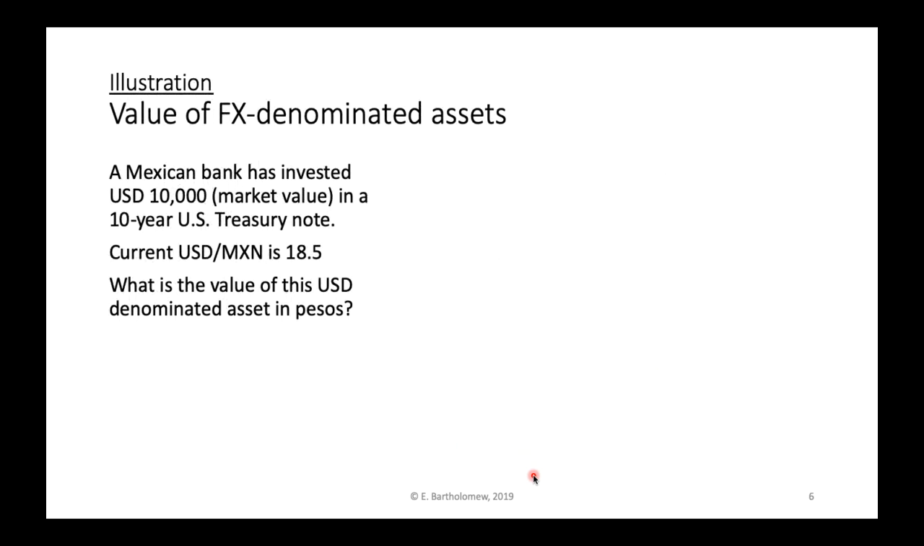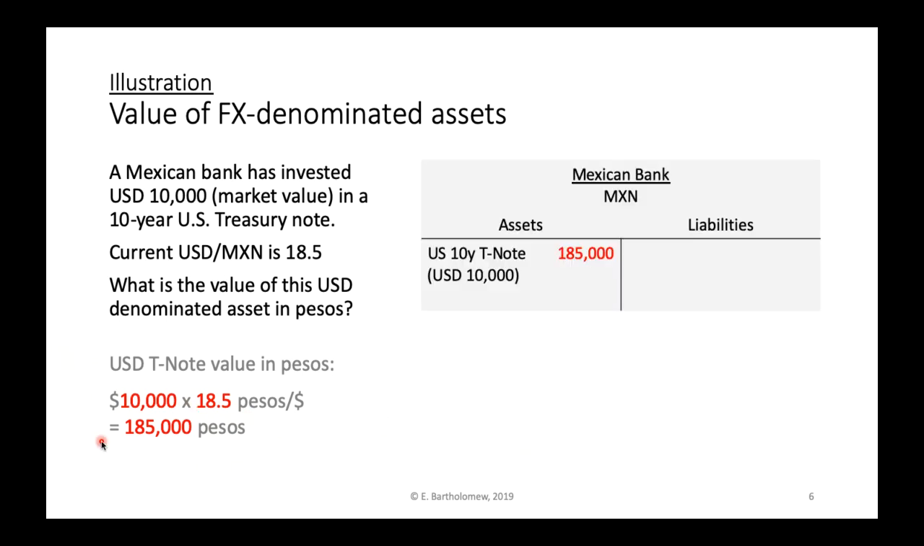Now let's look at another example. Suppose a Mexican bank has invested $10,000 market value in a 10-year US Treasury note. And let's suppose the current dollar peso exchange rate is 18.5. What is the value of the dollar denominated asset in pesos? Well, that's an easy calculation. It's $10,000 times the exchange rate, 18.5 pesos to the dollar. So these T notes would be valued at 185,000 pesos.